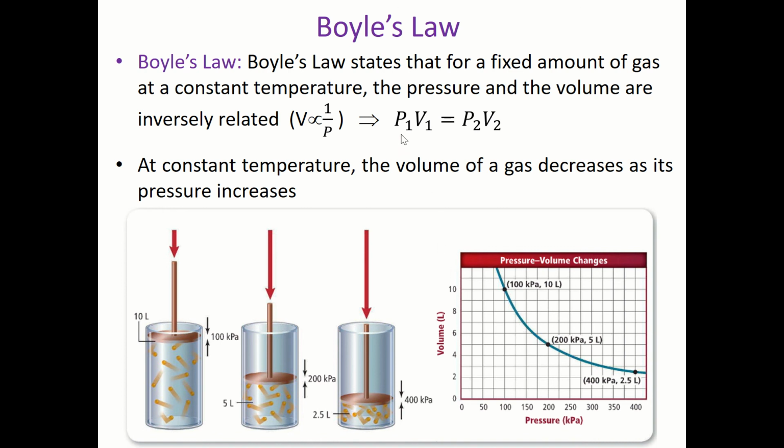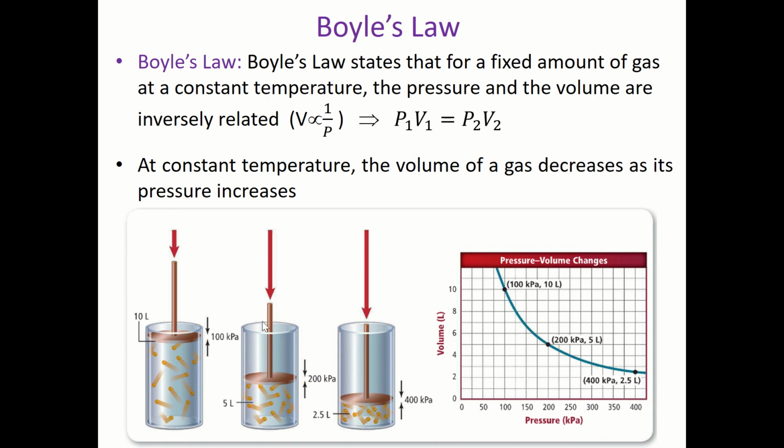So this is P1 V1 equals P2 V2. Now look at this picture. It contains this piston, and you can see here, if I apply a pressure of 100 kilopascals, remember the pascal is a unit to measure the pressure, so kilopascals means 1000 pascals. So if I do this, then the volume is 10 liters.